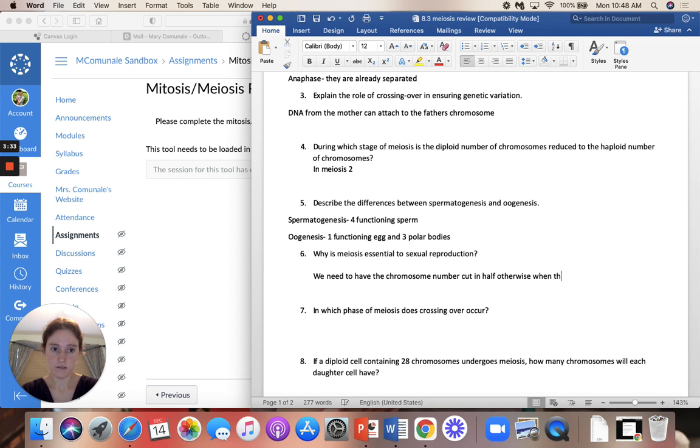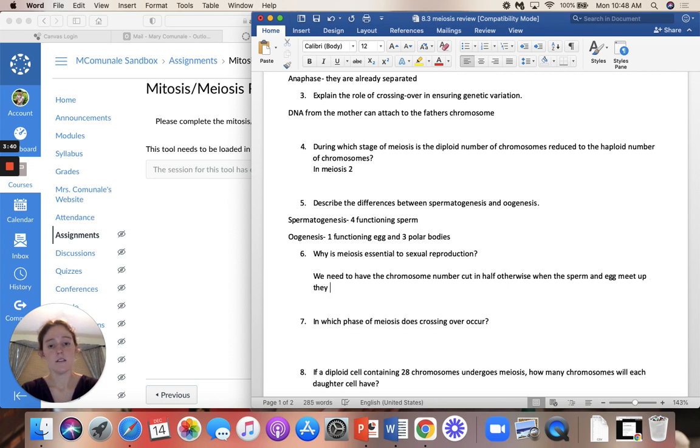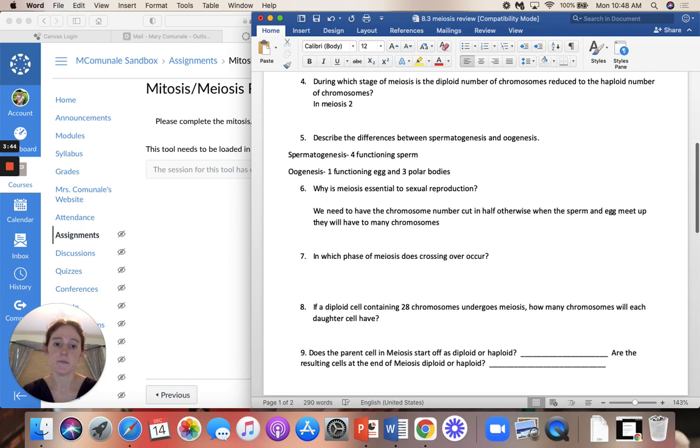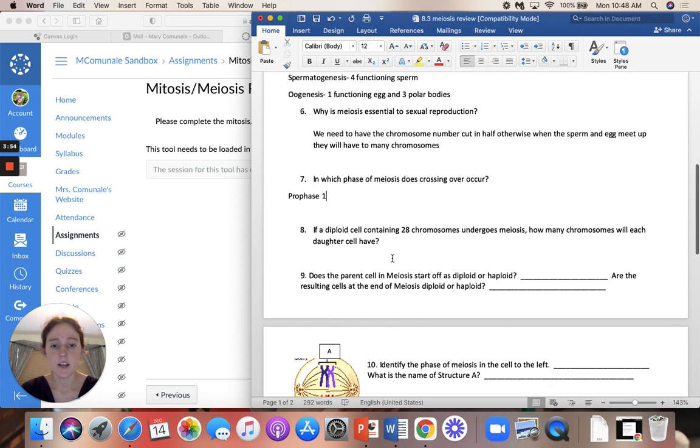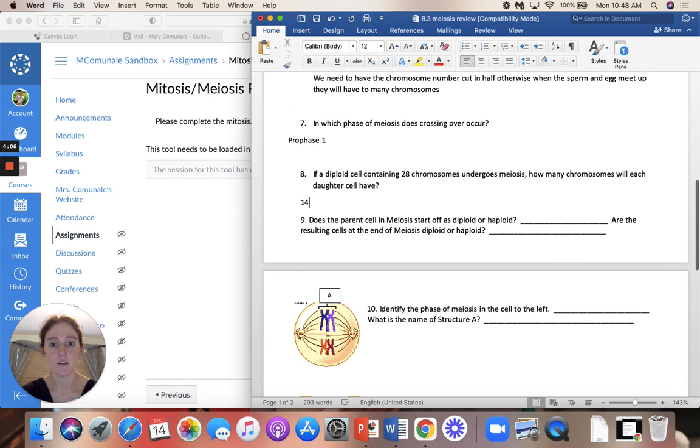Otherwise, when the sperm and egg meet up, they will have too many chromosomes. In which phase of meiosis does crossing over occur? It's going to be prophase 1. If a diploid cell containing 28 chromosomes undergoes meiosis, how many chromosomes will each daughter cell have? It's going to cut that number in half, so each one would have 14.